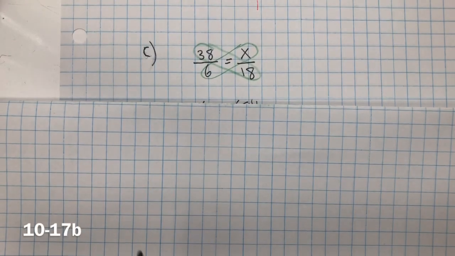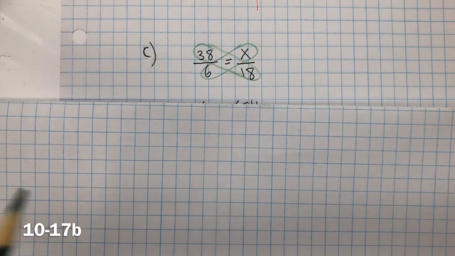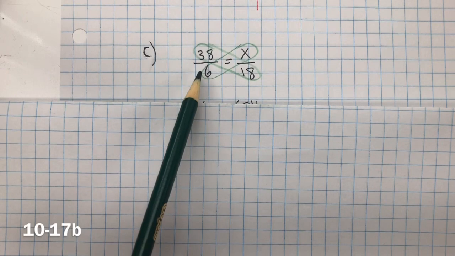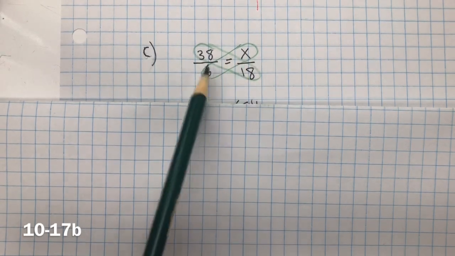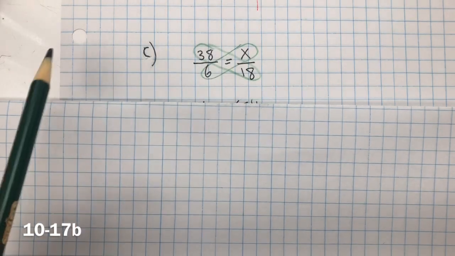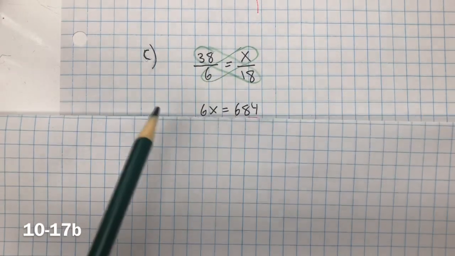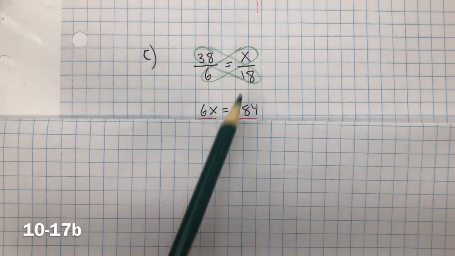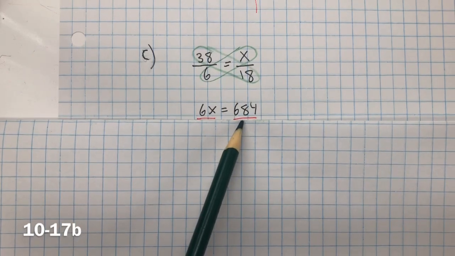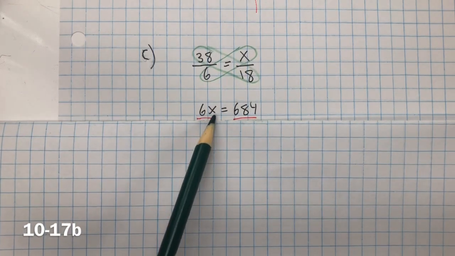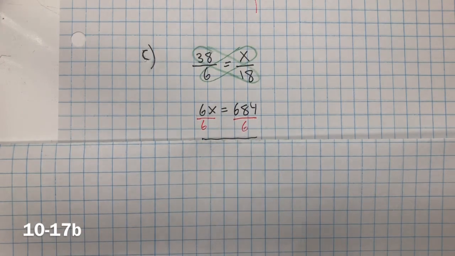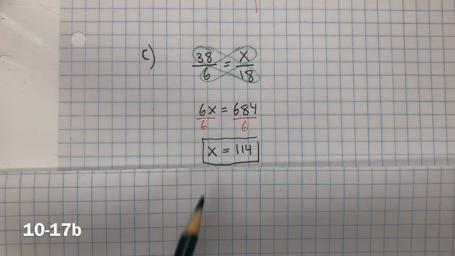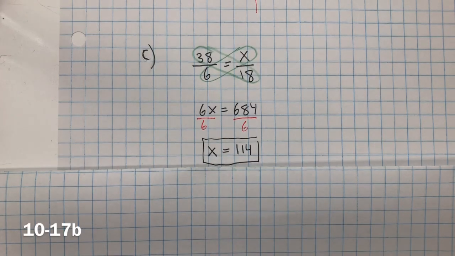For C, it's a proportional problem, proportional relationship. So I use the butterfly method or cross multiplying. So 6 multiplied by x is 6x. 38 multiplied by 18 is 684. Inverse property of multiplication is division. So we created the big 1, divide both sides by 6. And we get x equals 114.